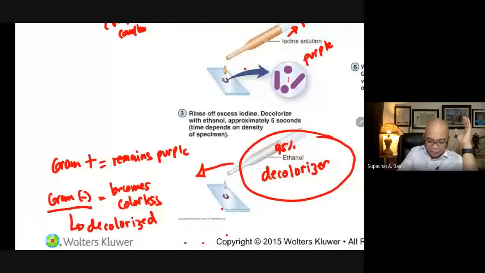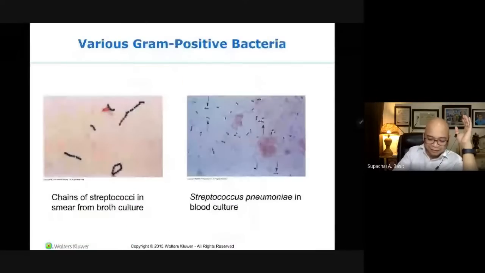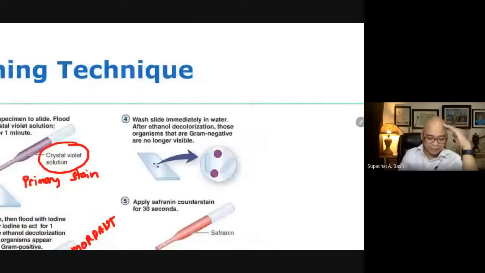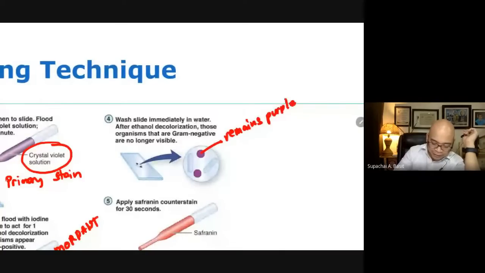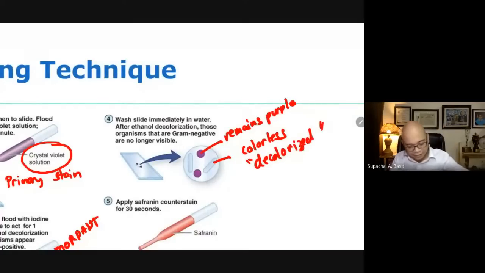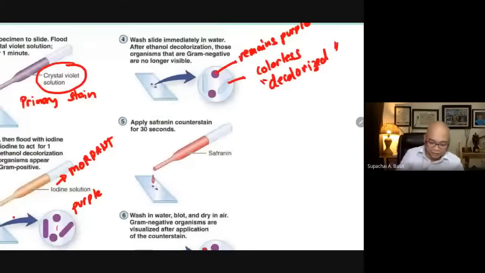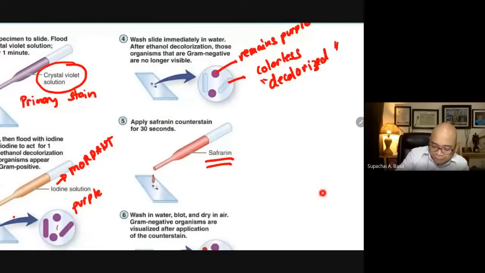And then after that, we add safranin. You wash the slide immediately in water. Gram-positive organisms remain purple after washing. Gram-negative bacteria become colorless because they were decolorized. And then we add safranin. Safranin is the counter stain.